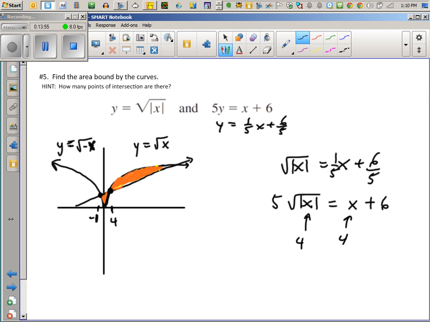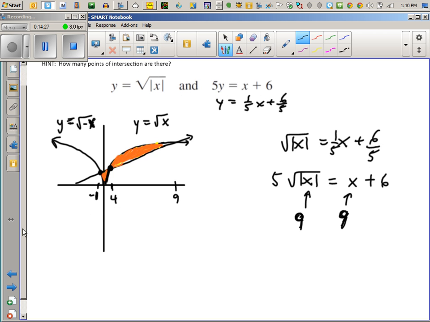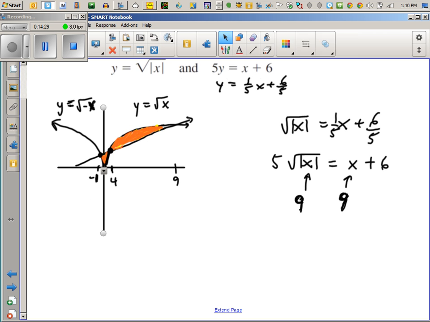So you can see my drawing's not quite to scale, right? Can you think of another number that this works for? 9. Yes, 9 works. 5 root 9 is 15, and 9 plus 6 is 15. Okay, so I really didn't want to solve that thing algebraically, but the roots, or the solutions, were pretty friendly. So you can just basically draw this with more accuracy. So I actually kind of need to re-sketch. So back to the drawing board.